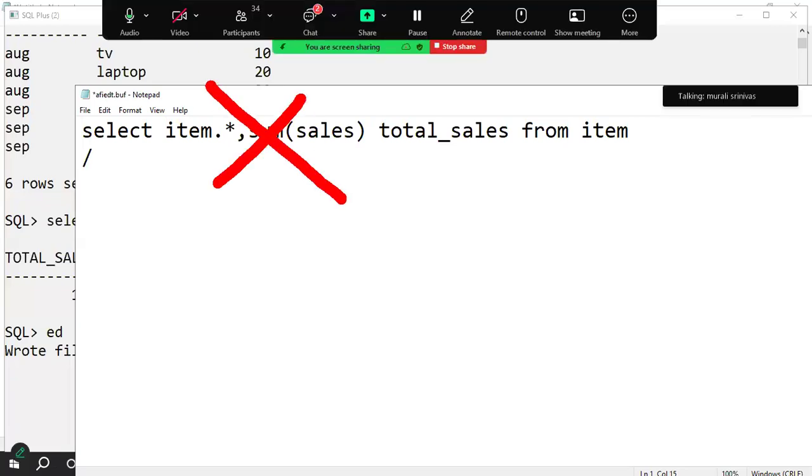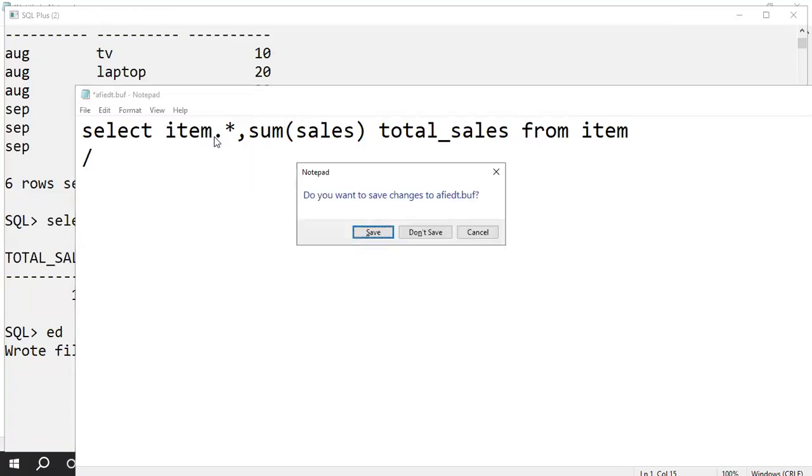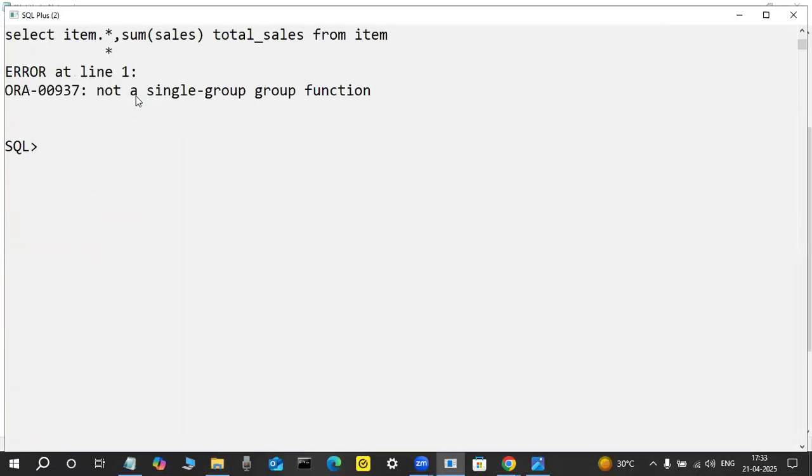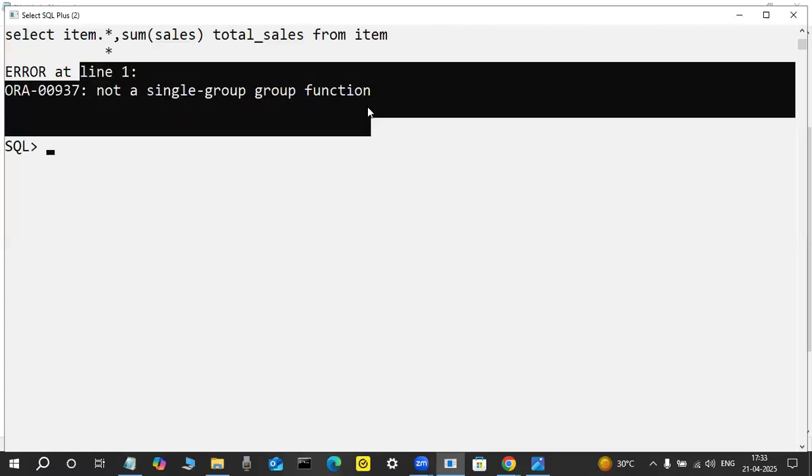There is a problem. I want to display an aggregate function: sum, average, max, min. These are called aggregate functions, also called group functions. If you try to display a group function with other columns in any database, it won't work. Impossible. Error. Observe here, error. That's why learning the subject is very important.